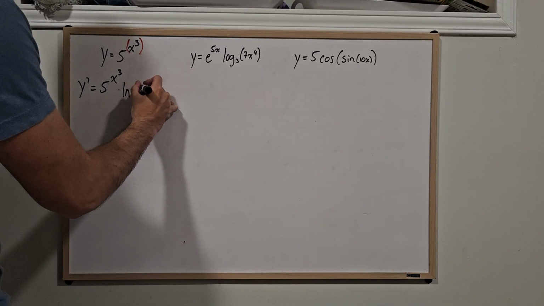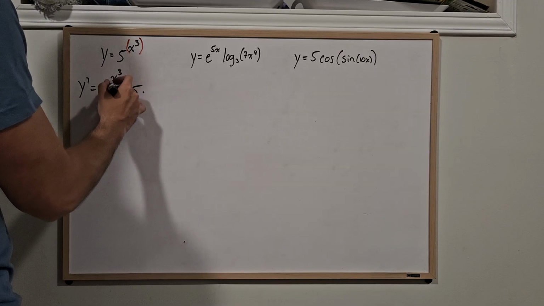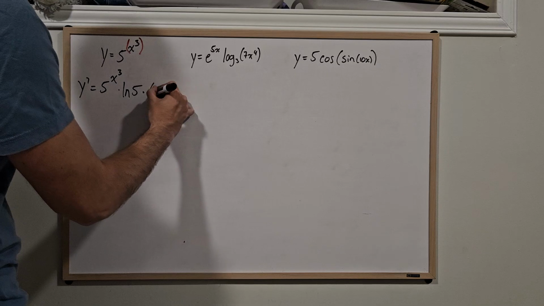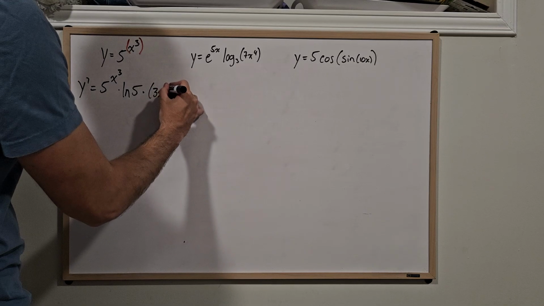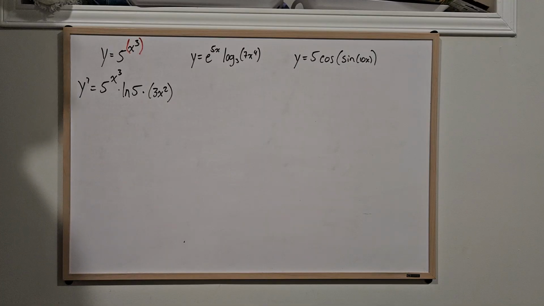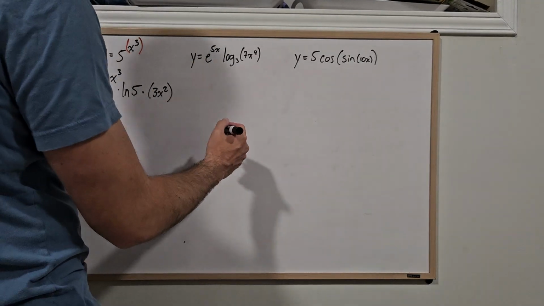So it's the natural log of 5, and we have to multiply that by the derivative of our inside function, which is x cubed, and that's just going to be 3x squared. Okay? That is the derivative there. This one here. Moving on.